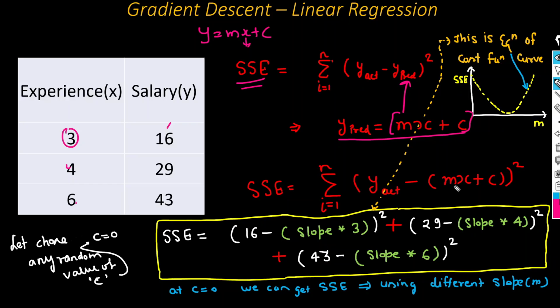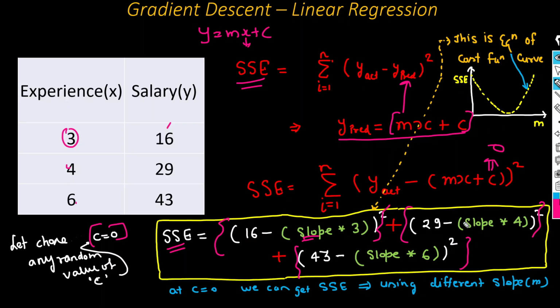So we will apply different x values and different m values, taking c is equal to 0. C is equal to 0, we can take any value, right? We can take any value of c. So here I am taking c is equal to 0 so that I can visualize properly. So our equation will be like this. 16 is your y actual minus m x. M is your slope, then x is your 3. So this will be your first sample, this will be your second sample, this will be your third sample.